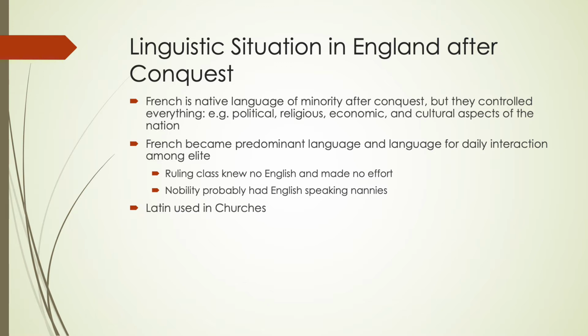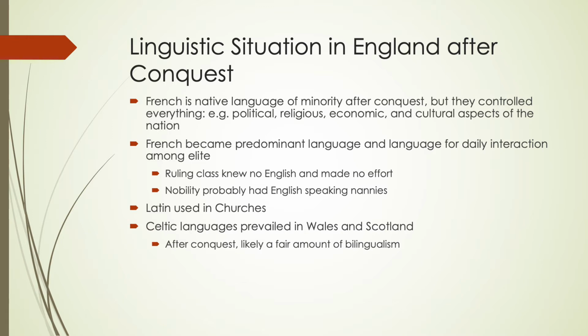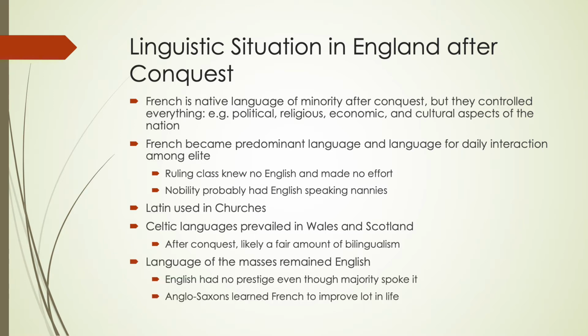There was still Latin used in the church, so there were still some other languages that we see during this time period. Celtic languages were still popular in Wales and Scotland, although there was probably some bilingualism at this time after the conquest took place as well. But the language of the masses, the majority of people in England still spoke English, but it had no prestige. So even though the majority of people were speaking it, it didn't have any sort of social power amongst it.